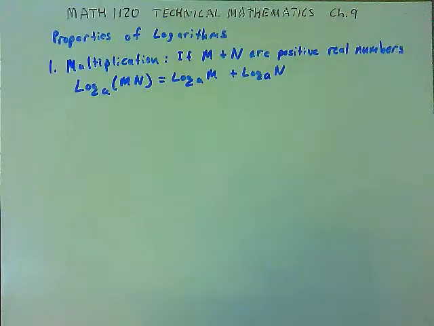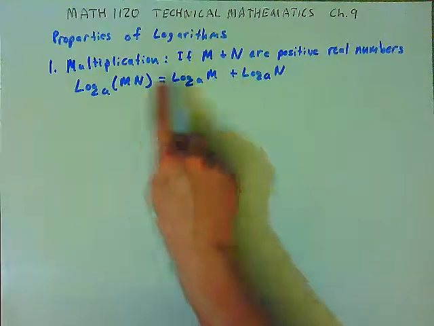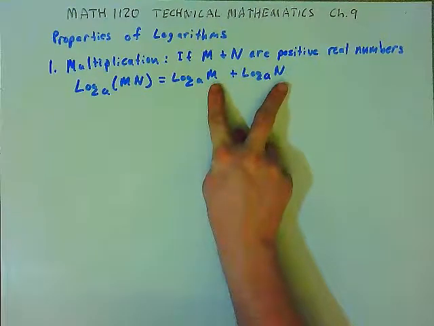There are several properties of logarithms that we want to explore. The first one is the multiplication property of logarithms, and it says that if m and n are positive real numbers, then if we take the logarithm of some base, in this example a, of the product of m and n, this is going to be equal to the log base a of m plus the log base a of n. In other words, when we take the logarithm of a product, that's the same thing as the sum of the logarithms of the factors, right?